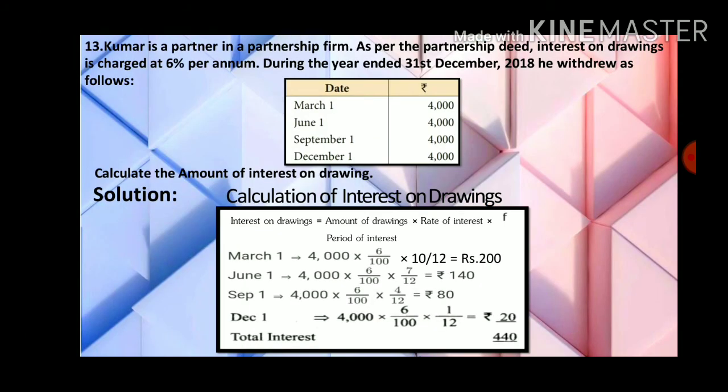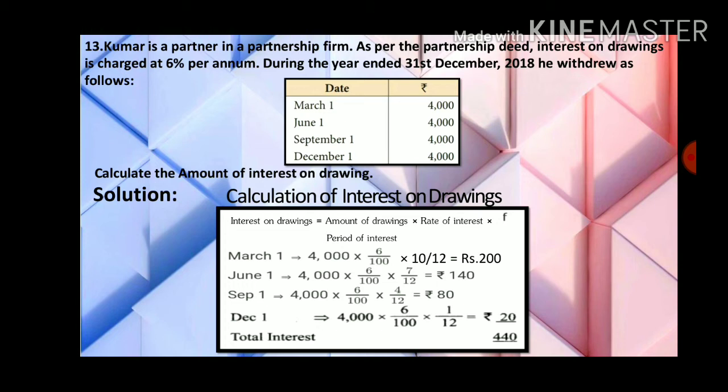Then next sum, more or less the same problem, the 12th same model, the 13th sum. So listen, Kumar is a partner in a partnership firm. As per the partnership deed, interest on drawings is charged at 6% per annum during the year ended 31st December 2018. He withdrew as follows. Date, rupees: March 1st 4000, June 1st 4000, September 1st 4000, December 1st 4000.